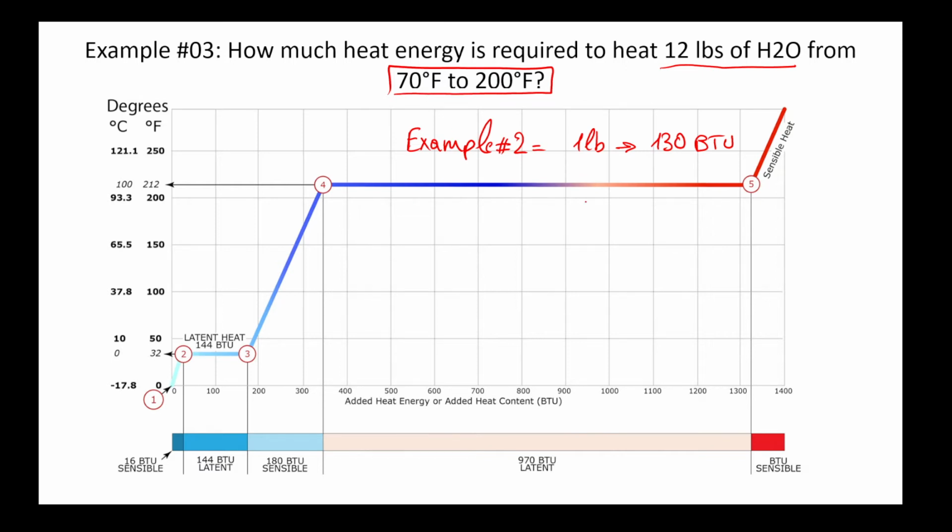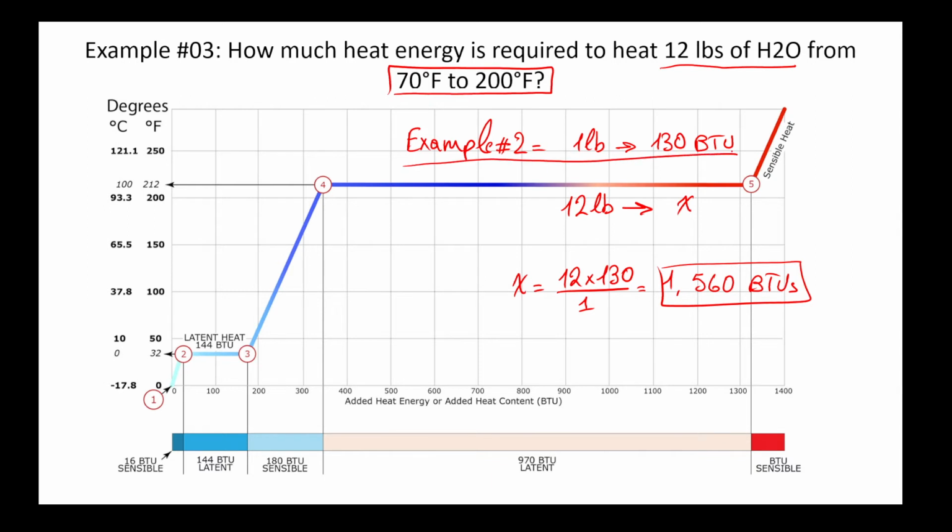Well, that's going to be easy. The calculation is for 12 pounds, we need X BTUs. And what we're doing here is a cross multiplication where X equals 12 multiplied by 130 divided by 1. And the answer would be 1,560 BTUs. So that's the answer to this question. Again, example number 2 calculated for 1 pound, and example number 3 here is calculating for 12 pounds.